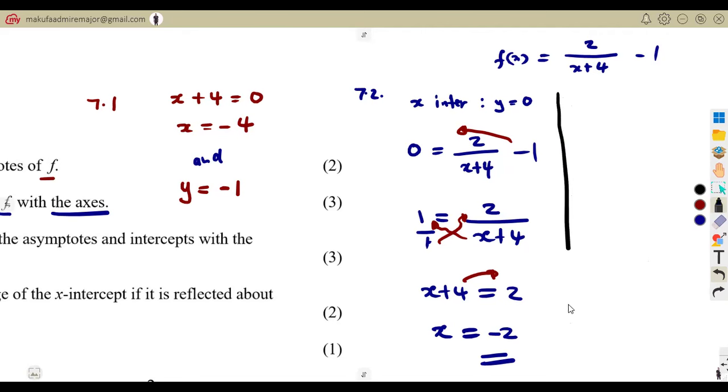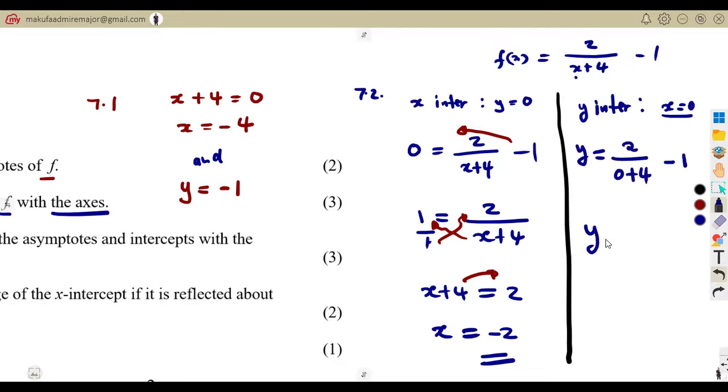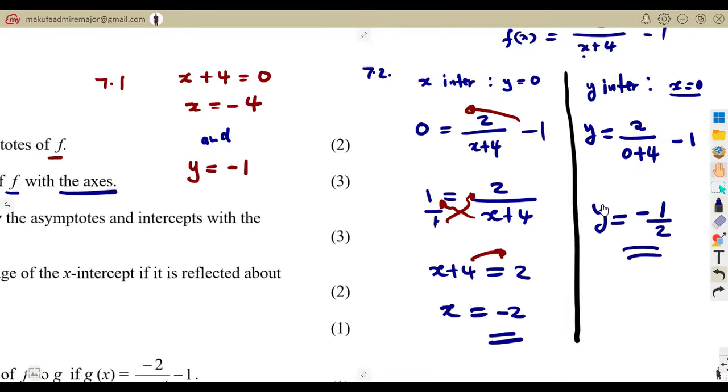So thus we've got the x-intercept in that condition. For the y-intercept, it is just a mere substitution of x being equal to 0, just like what we had before. So y is equal to what? In place of x, you can use your calculator direct. 2 over 4 minus 1, that's a minus half. So we have the y-intercept. All right, so that's it.